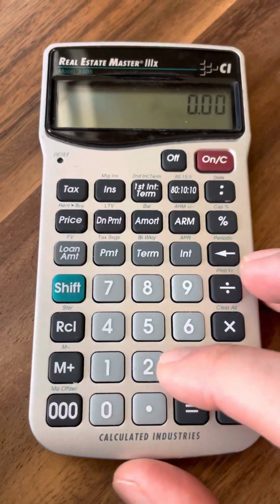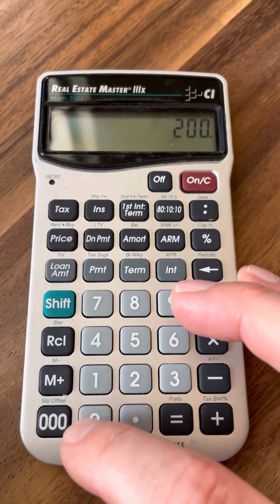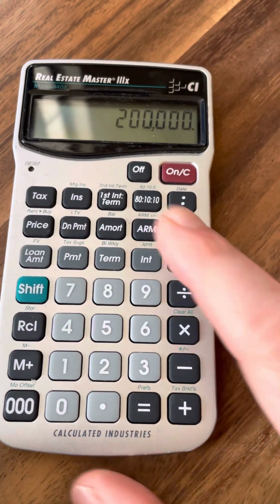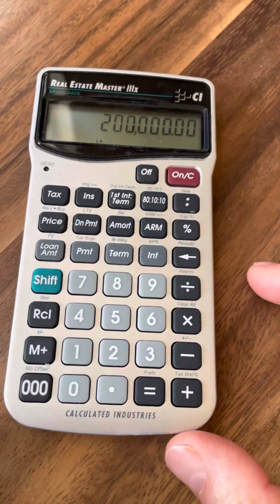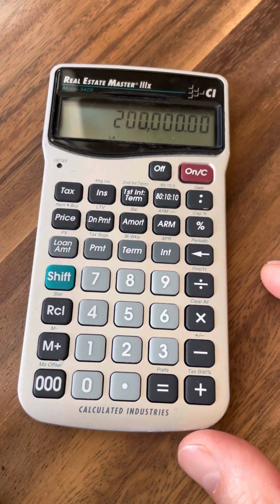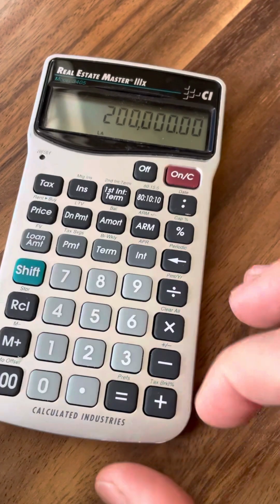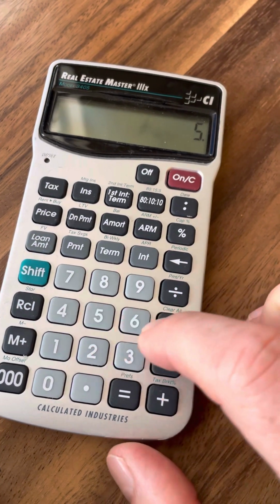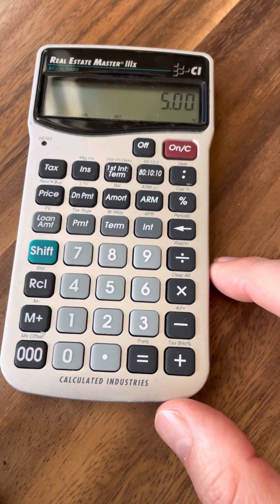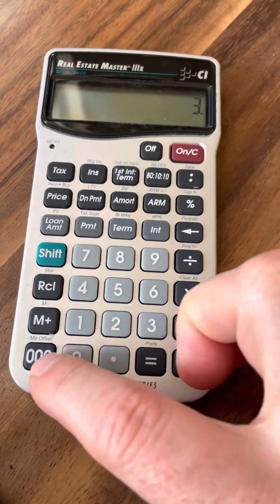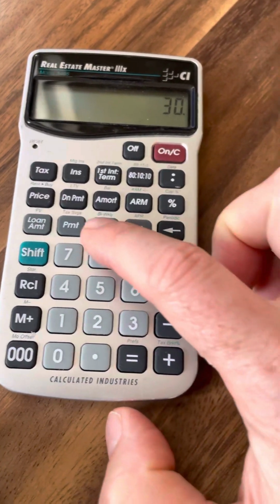So the easiest or most obvious way to use this is, let's say you want to calculate a mortgage payment, and they're borrowing $200,000, for example. You would type in 200,000 and hit the button that says loan amount. Next you plug in their interest rate. Let's say they have a 5% rate. Hit 5 and hit interest rate. And then lastly, let's say they're on a 30-year term. You hit 30 and then you hit term.